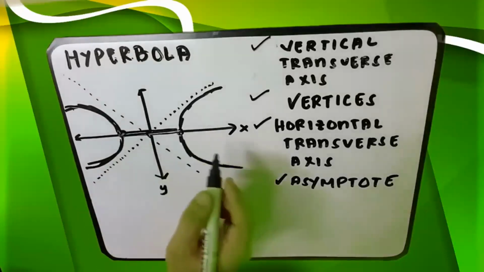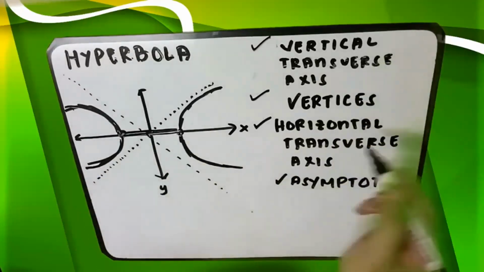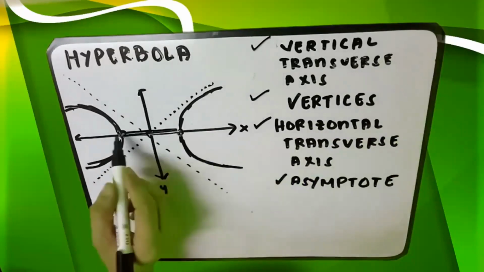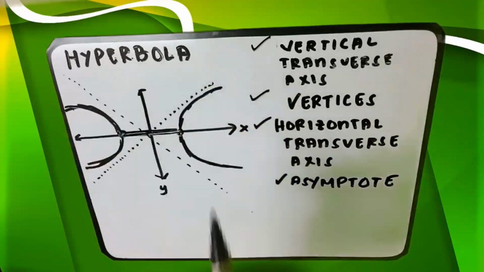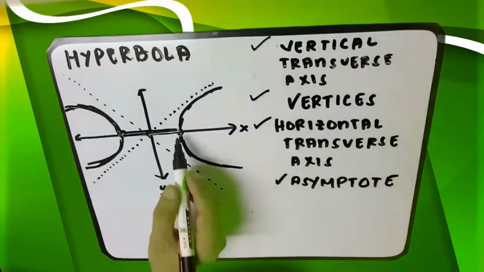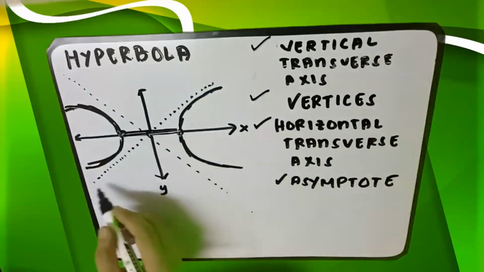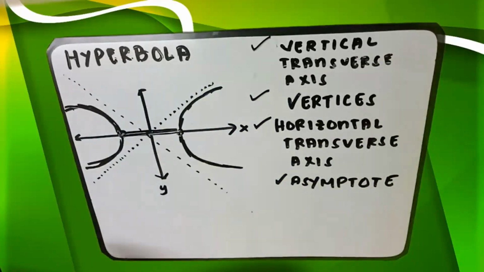So we're done with vertical and horizontal transverse axis. Ito yon. Sa vertical yung pa ganun. Vertices, ito. And then asymptote, yung diagonal line.